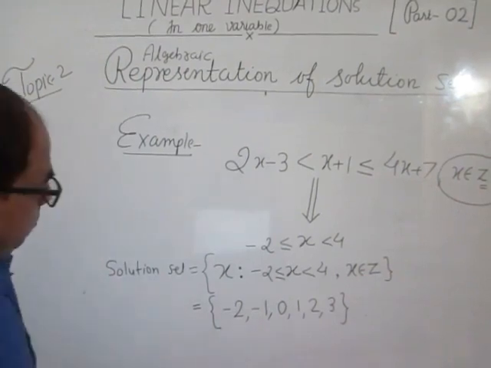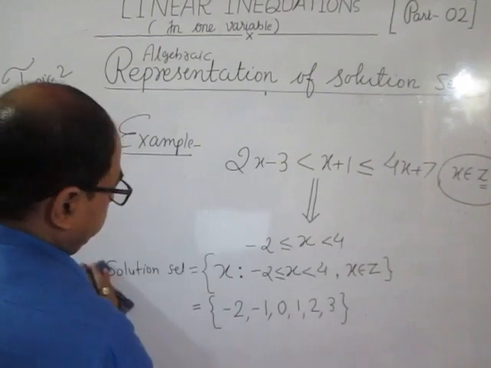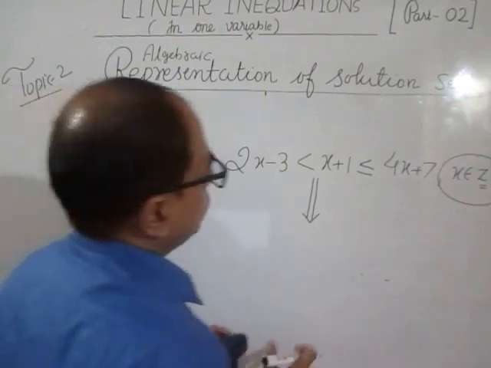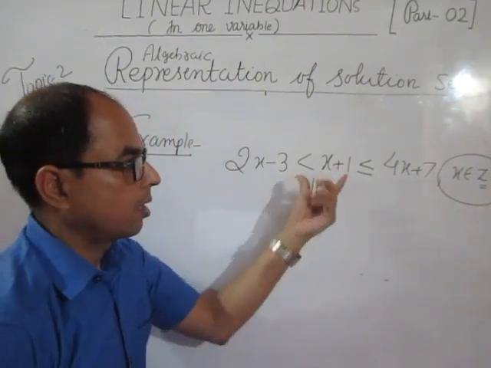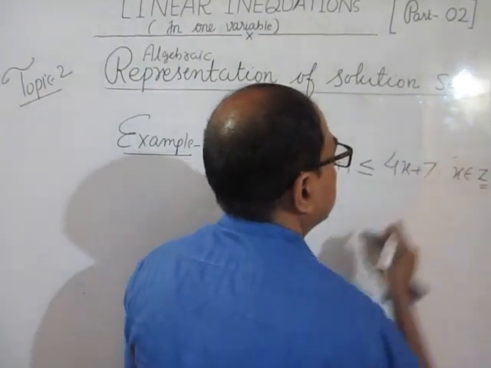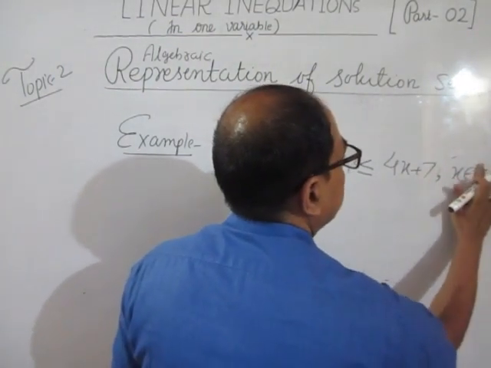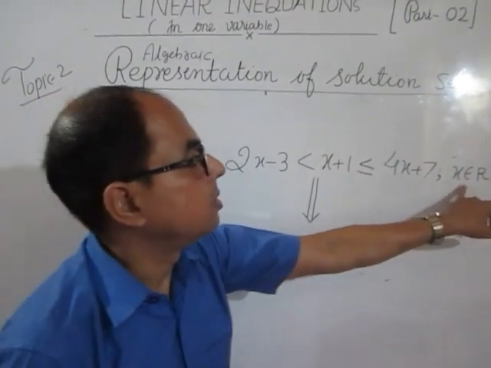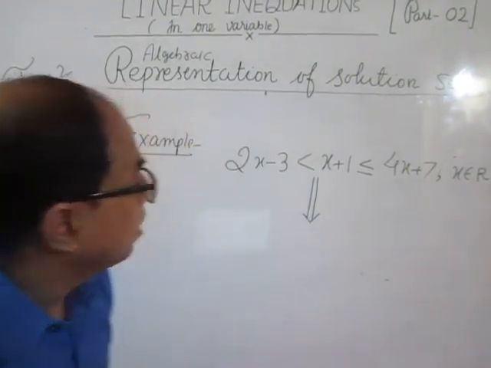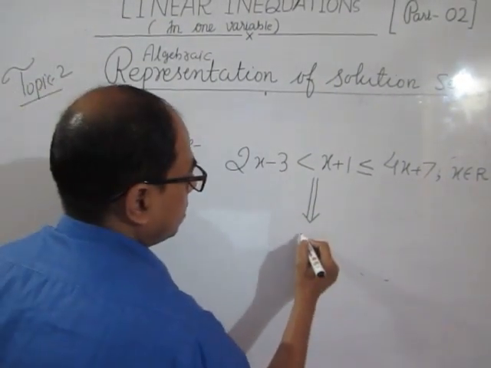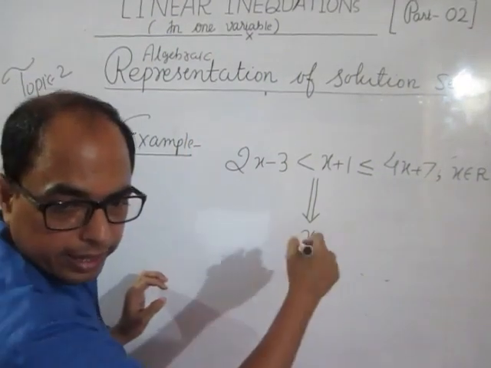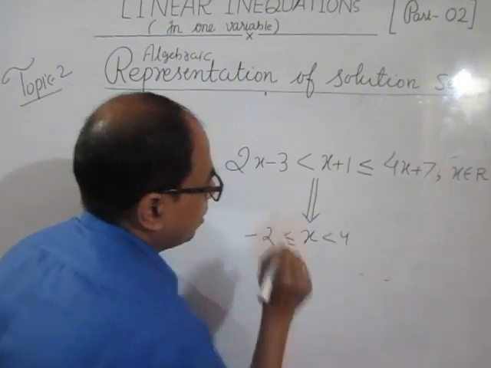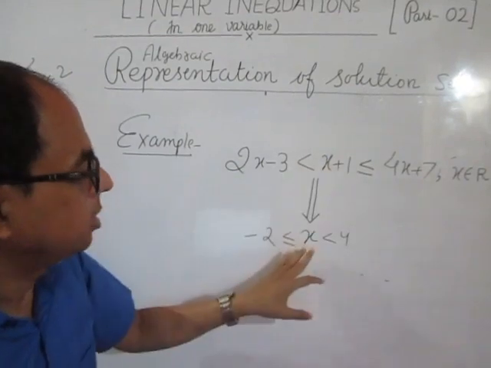Now let me write this point. But suppose in the same question, the inequation is the same. Now suppose in this question I am replacing this replacement set by the set of real numbers. Suppose the same inequation is given to you, and here it is written the replacement set is the set of real numbers. Now what will be its solution? Its solution is x greater than or equal to -2 and less than 4. So after solving this inequation, we will get this solution.